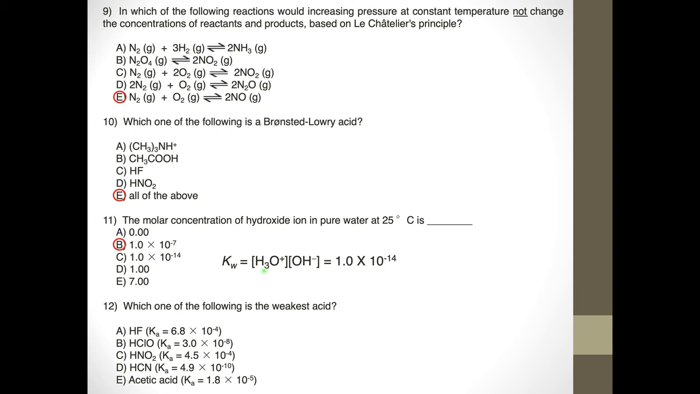Number 12, which one of the following is the weakest acid? We have here hydrofluoric acid, hypochlorous acid, as well as nitrous acid. To know which one is the weakest acid, we need to look at the Ka. The one that has the smallest Ka is going to be the weakest acid. So minus 4, minus 8, this is the weakest compared with this one. Minus 4, this is still the weakest. Minus 10, this one is the weakest, compared to minus 5. So HCN, the hydrogen cyanide, is the weakest acid from this list, the one that has the lowest acid constant.